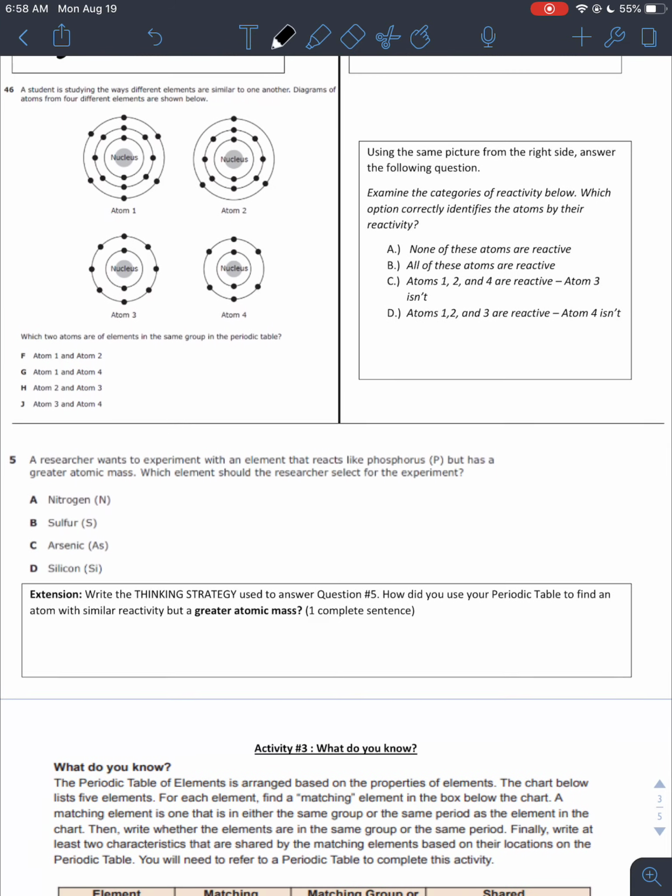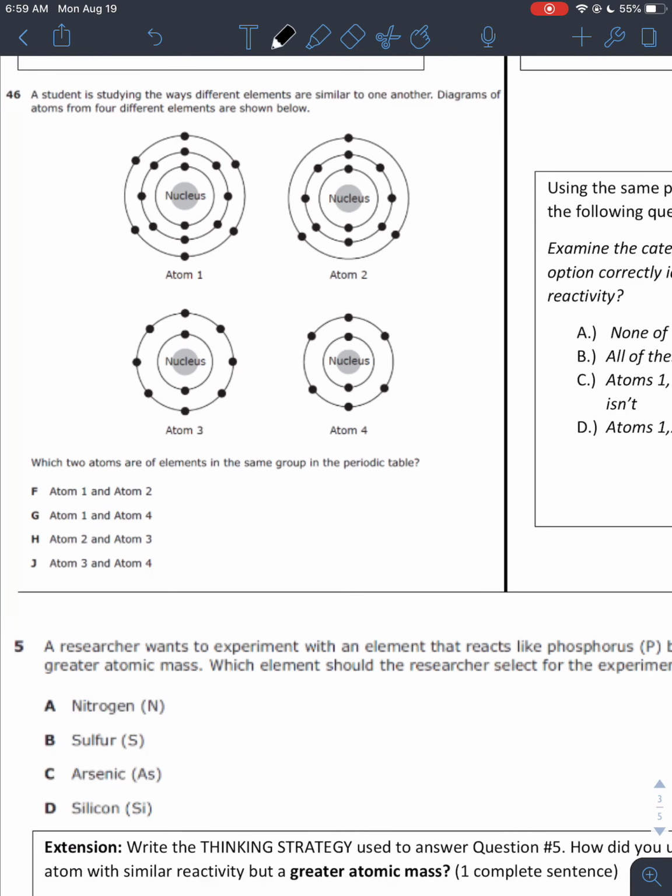Next up, this is a star question. Number 46. A student is studying the ways different elements are similar to one another. Diagrams of atoms from 4 different elements are shown below. I know a couple of things about these diagrams. First, I know the outer shell, I want you to write this with me, is equal to VE, or valence electrons. The outer shell tells me how many valence electrons there are.